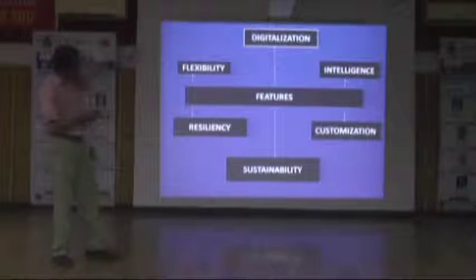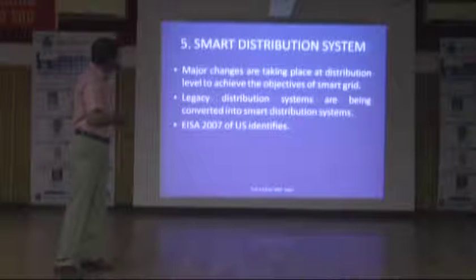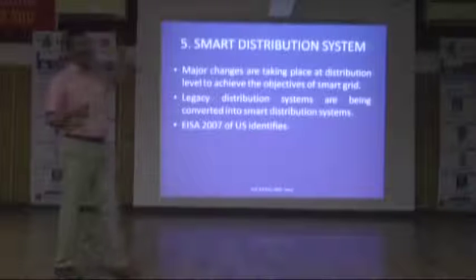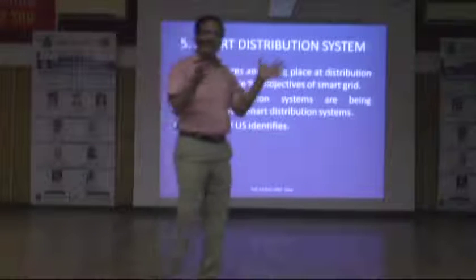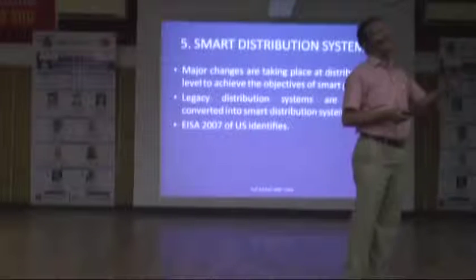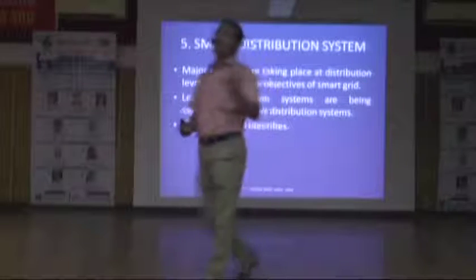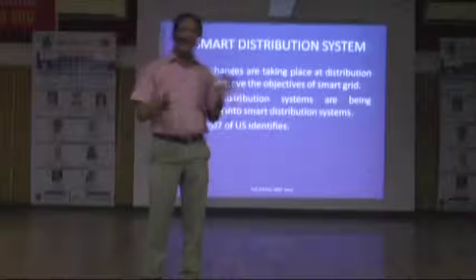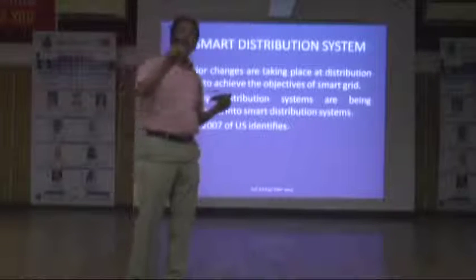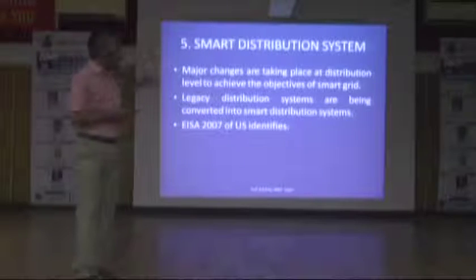This is the future power system, how it will be visualized. Smart grid is basically a system which supplies to different distribution systems, and distribution systems are the systems which are connected to you directly. So the thing of concern to you is smart distribution. Major changes are taking place at the distribution level, because the majority of reliability issues emerge from the distribution system, and therefore we need to concentrate on it.